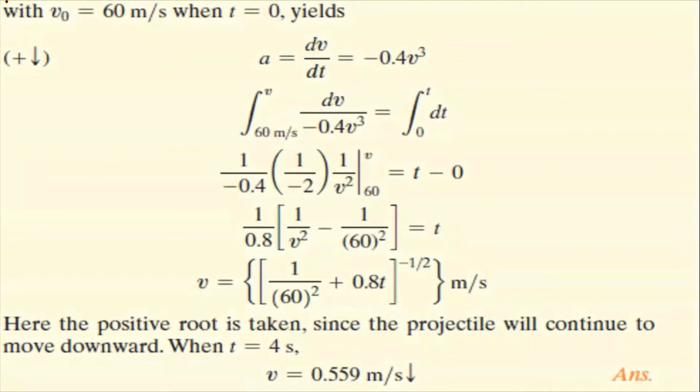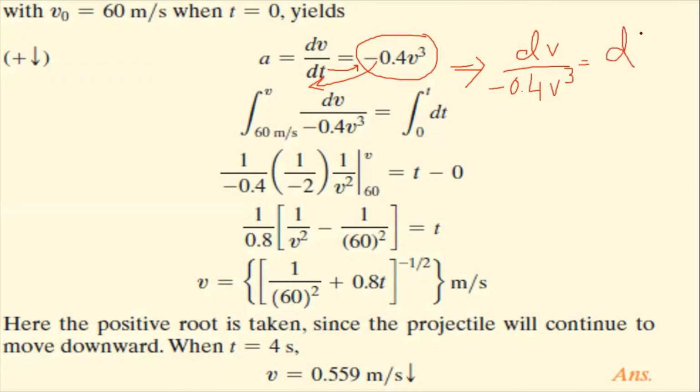And how can we do that? The equation of acceleration is given to you. So v naught equals 60 meters per second when time equals 0. So a equals dv over dt equals minus 0.4 v cubed. You can see over here, this equation is given in the question. So what we will do, we will bring this here and we will bring this dt there. So the equation will become dv upon minus 0.4 v cubed equals dt. And then we will apply integration on both sides.